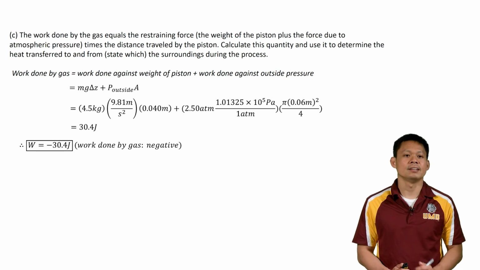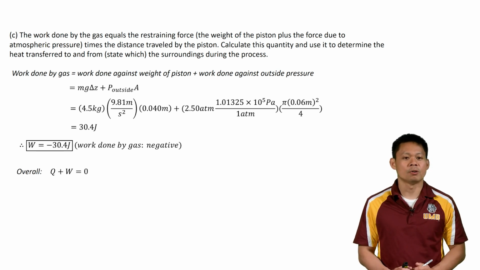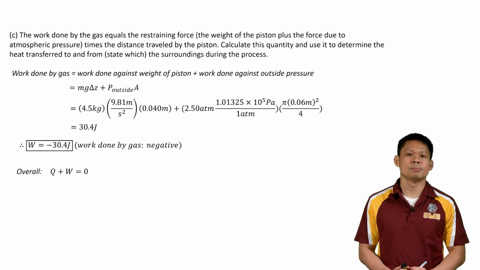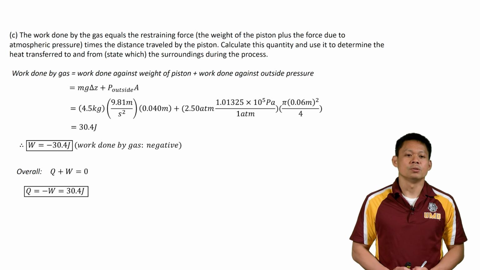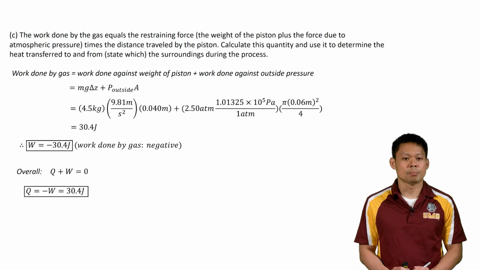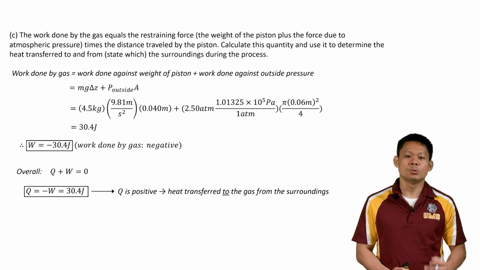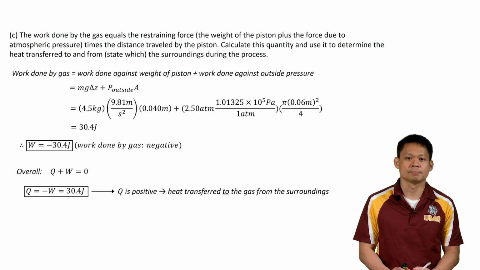So now we can calculate the heat transfer. If you go back to our overall energy balance equation, we have simplified it to Q plus W equals 0. We know W is minus 30.4 joules, so Q is 30.4 joules and is positive. So in this case, we see that heat is transferred to the gas from the surroundings.